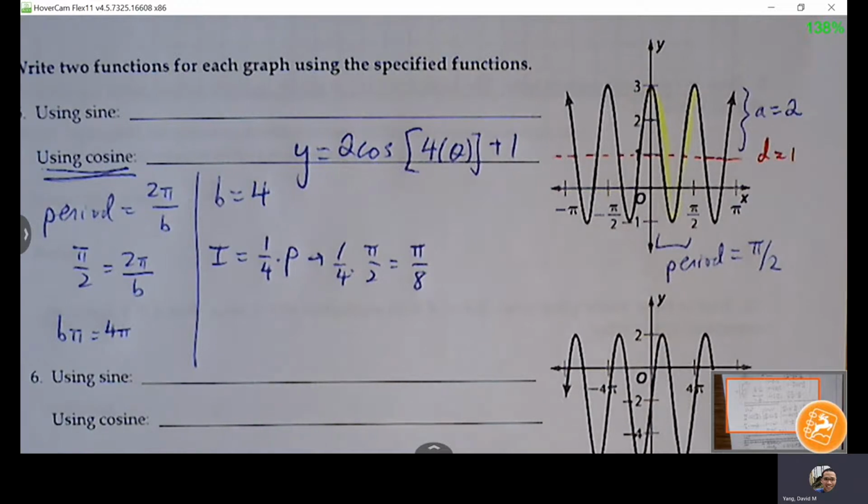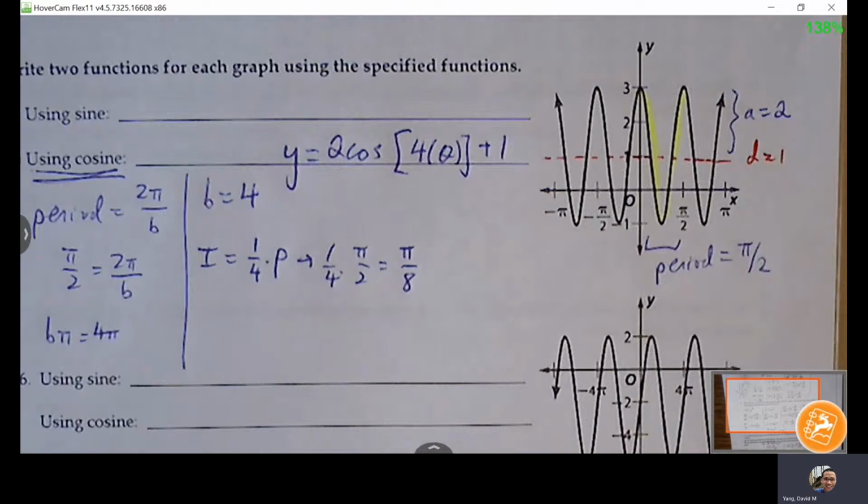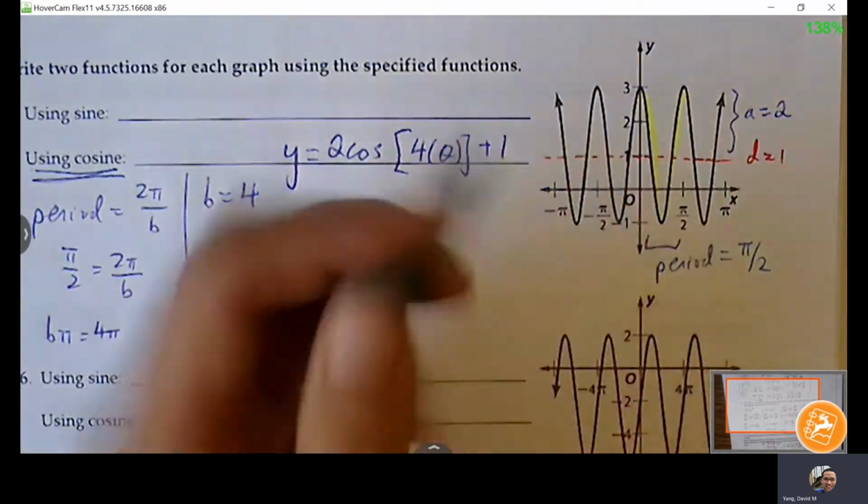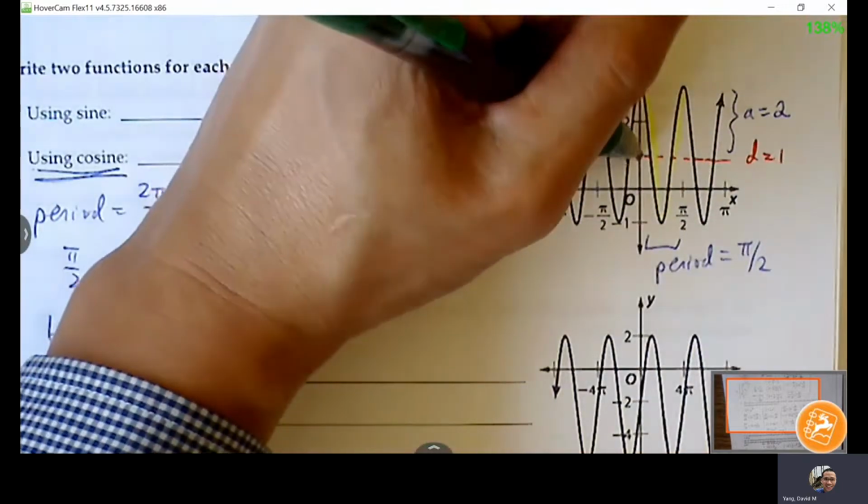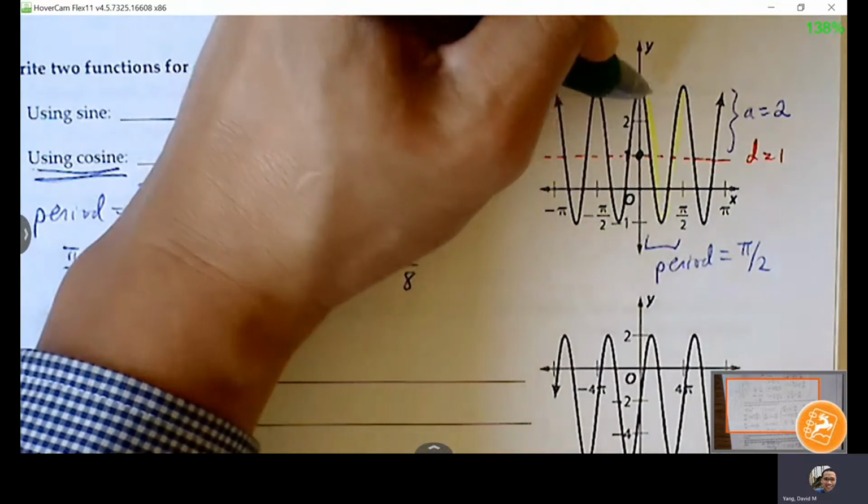Okay, now with sine, what we can do is we can create a graph that lives nearby that has a similar pattern as our graph. So normally we like to think of sine as starting at 0. So I'm going to draw a sine graph.